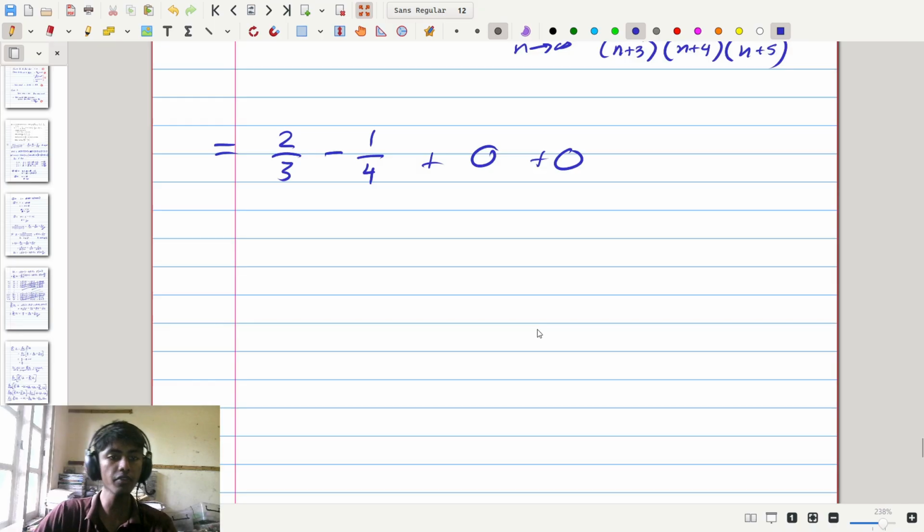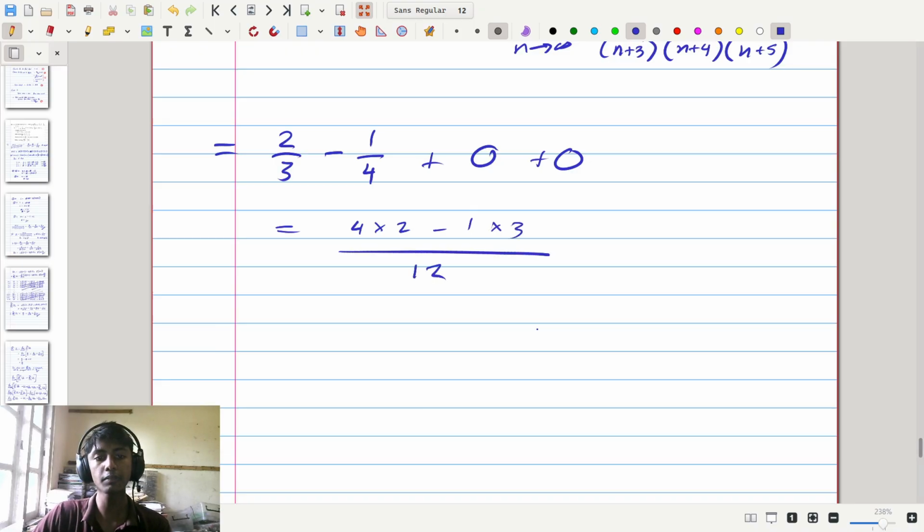Now simplifying that down, we can see we have 2 over 3 minus 1 over 4 only, and if we take the common denominator of 12, we can write 4 times 2 minus 1 times 3 divided by a common denominator of 12. And simplifying down, we can see we have 8 minus 3, which is 5 over 12.